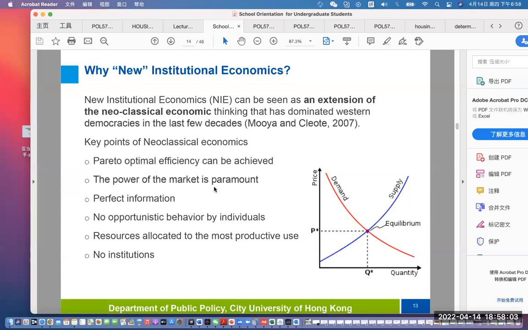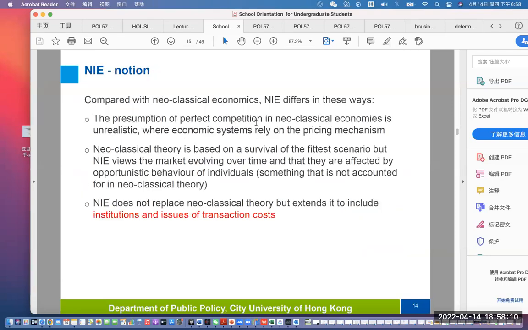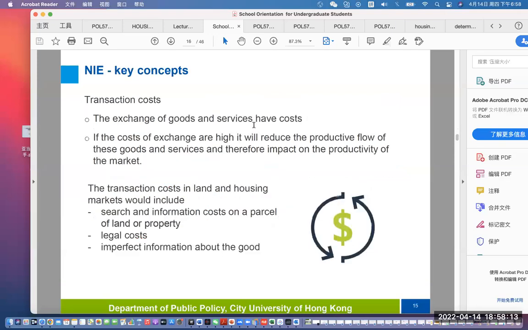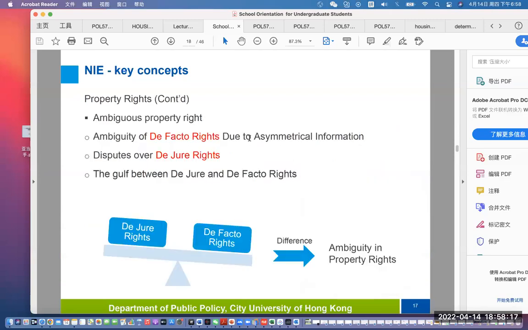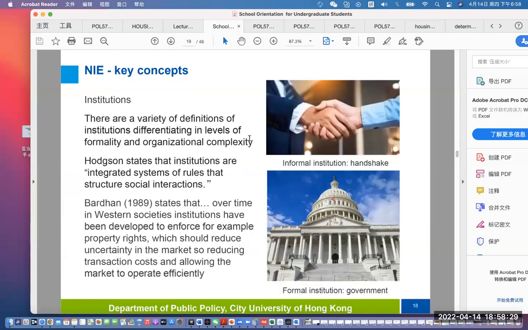What do you mean by the new institutional economics from the definition? And what is the notion, the three ways, right? And then what do you mean by transaction cost? And the key, all the property rights, and what do you mean by the ambiguity of property rights from the de facto and the de jure rights, right? And making the ambiguity. And institutions have differentiated in the level of formality and organizational complexity, right?